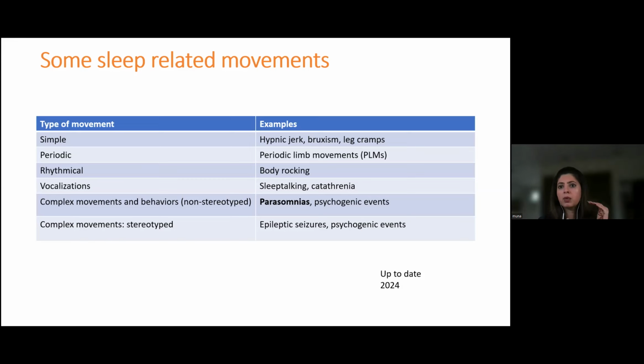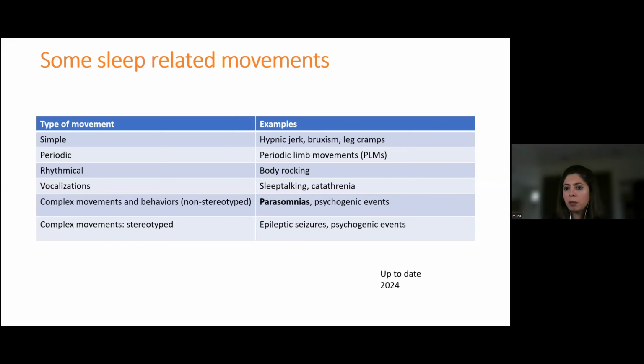Simple movements include hypnic jerk, which is like a sudden myoclonic jerk right around the time when we are drifting into sleep. I would say more than 70% of us, even in the audience, would have experienced that. That's not alarming, that's benign. So not something to worry about. But if somebody has a really prominent, strong physical hypnic jerk, the bed partner maybe could be alarmed.